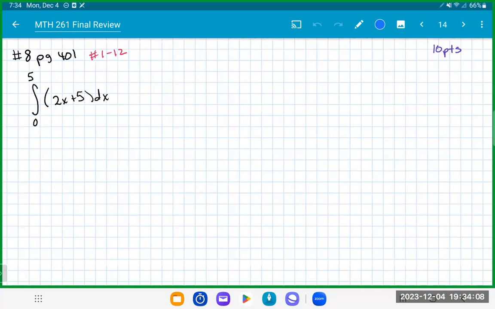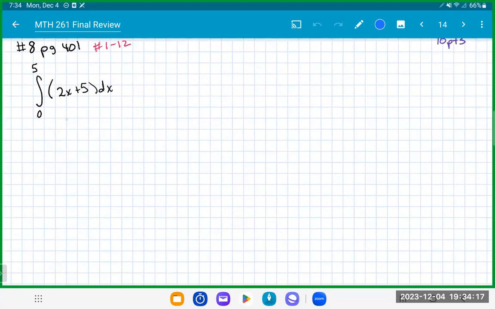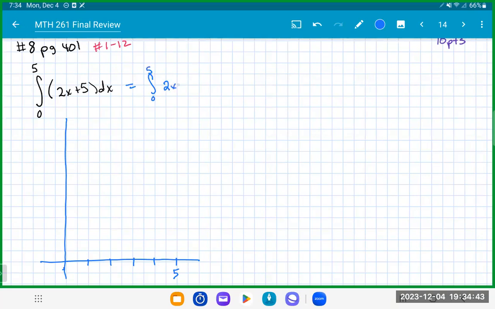Okay, so for this one, we're looking at the area from 0 to 5. So we're going to go from 0, let's say 1, 2, 3, 4, 5. Okay, so from 0 to 5. But this is essentially the integral from 0 to 5 of 2x dx plus the integral from 0 to 5 of that constant 5 dx.